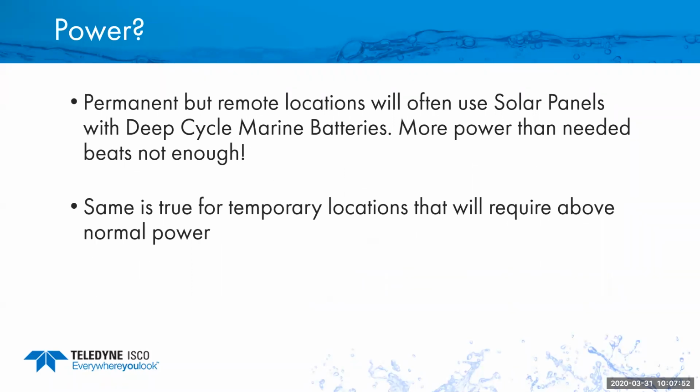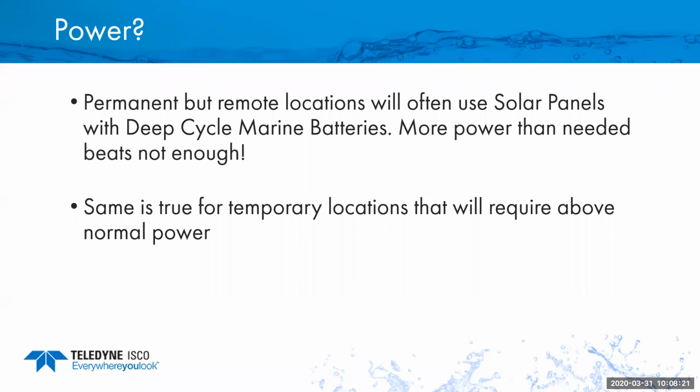Permanent but remote locations often use a solar panel with a deep cycle marine battery. More power than needed usually beats not enough. You definitely want to err on the side of more power than not enough power, so you don't miss your samples. I usually recommend a 100 amp hour, deep cycle marine type battery. A 100 watt solar panel is always good. Solar panels nowadays are pretty cheap out there. You can get a 100 watt one fairly cheap.